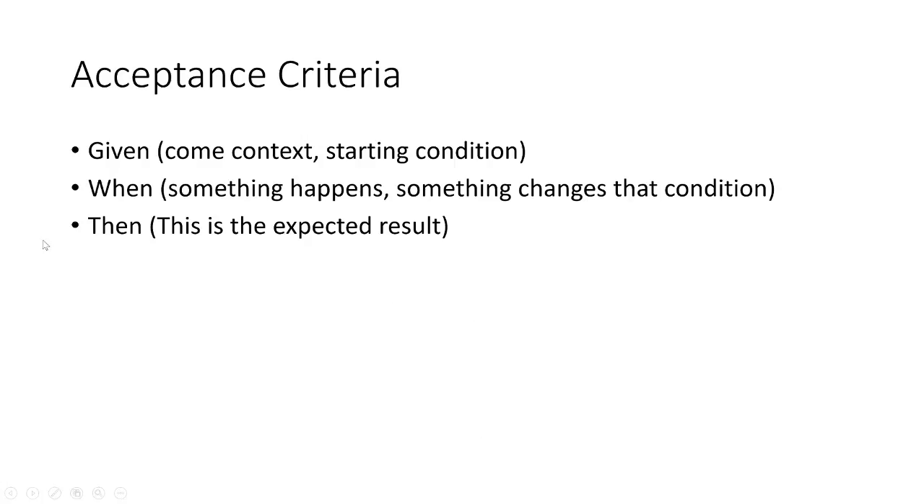Walk through this. Given some existing condition, right? Given an existing thing, when something happens, then this result will happen. So you're going to give these three pieces of data. Given, here's my starting state. When something happens, then I expect this result.